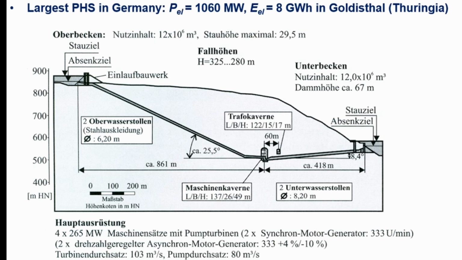Here is the Goldisthal power plant. Same thing, so the outlet is here a bit higher to put some counter pressure, and here we have the cavern where all the equipment is, the turbines and the generators and the pumps. Here the height difference is, depending on the height of the upper reservoir, between 325 and 280 meters. This size is only 29.5 meters, the internal height of the upper reservoir, and the volume here is 12 million cubic meters.